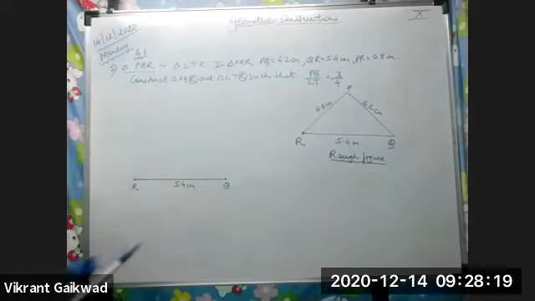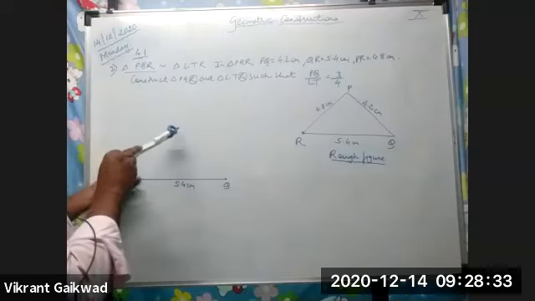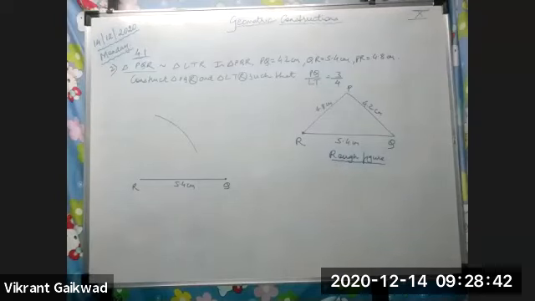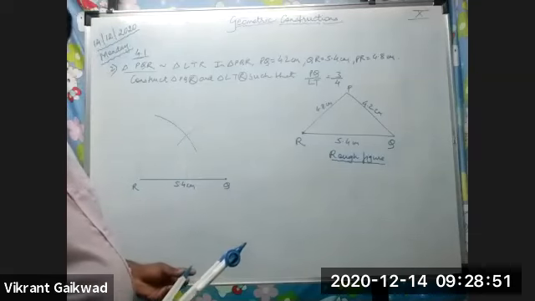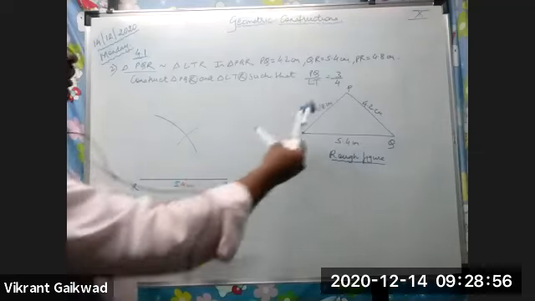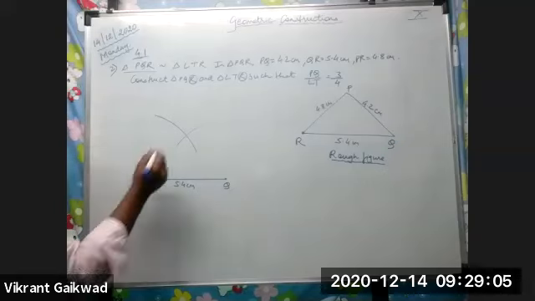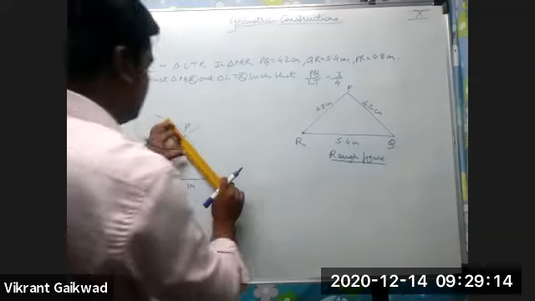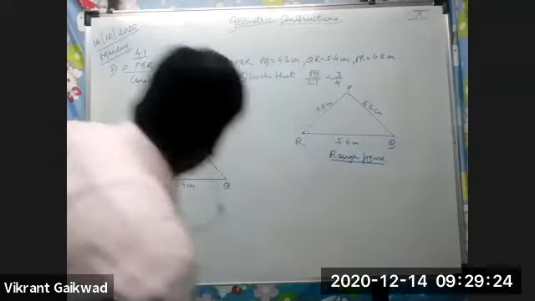After drawing RQ 5.4 centimeters, we'll take PR as 4.8 centimeters on your rounder. Tip at R, cut an arc. After that, take 4.2 on your rounder, tip at Q, cut one more arc. What do you have then? First arc of 4.8 from R, second arc of 4.2 from Q. The point of intersection of the two arcs is point P. Join this with R and the point Q. The triangle PRQ is ready. So the first part of the question is done.